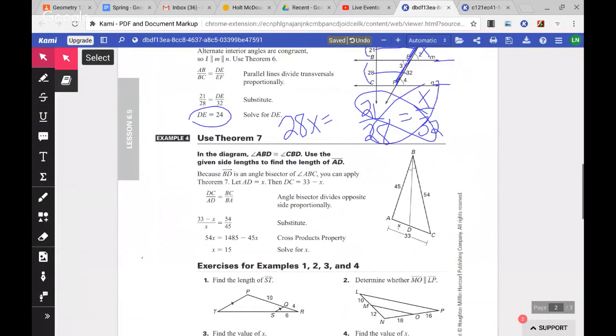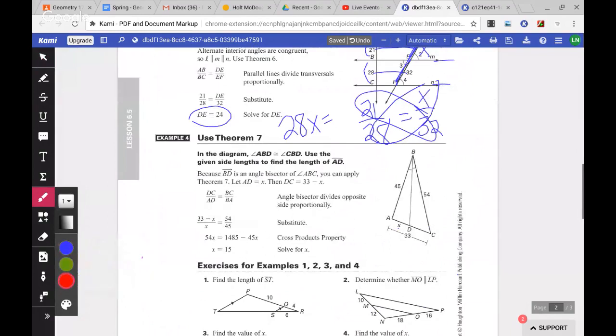Last one for this section. We did not really do that much with this kind of problem, so make sure you pay close attention here. This bottom part, AC, the whole length of it is 33. This piece is X. So in order to find DC, you have to say 33 minus X, because the whole thing minus the piece AD there that's taken out. Now that you know DC, you can set up your proportions. 45 touches X. So those two go together. And then 54 goes with our 33 minus X.